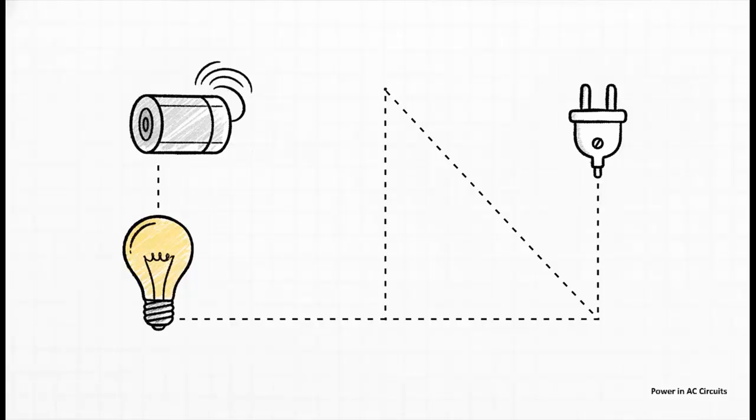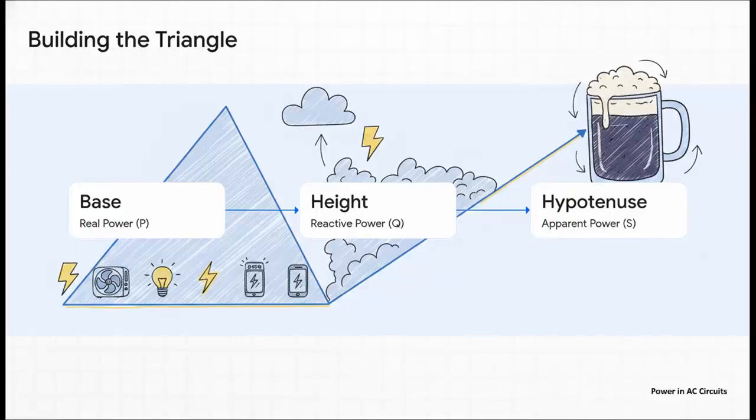And this little visual model is the absolute key to understanding how they all interact. Okay, so picture it. The horizontal base of the triangle, the foundation, that's our useful stuff, the real power. The vertical side shooting straight up, that's our froth, the reactive power. And then the diagonal line connecting them, the hypotenuse, that's the total apparent power, the entire mug.